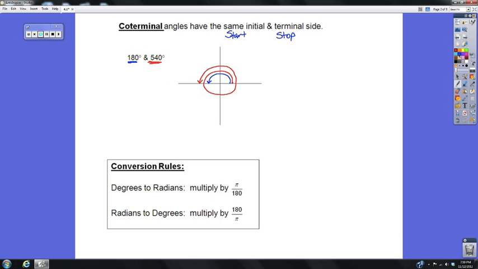But if you notice that both of these angles started and stopped in the same position, that's why they're called coterminal. They started and stopped at the same place.